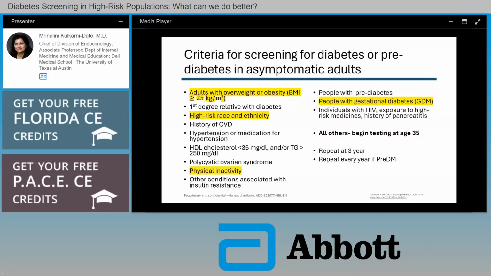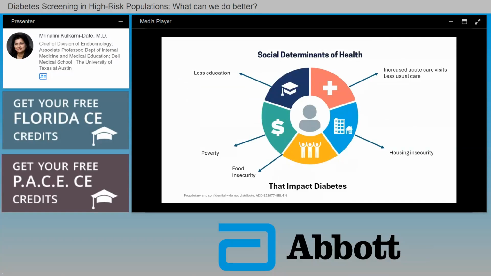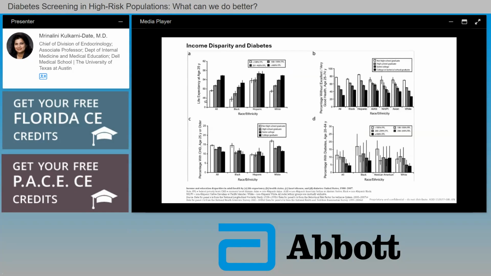So again, social determinants really do affect several of the individuals that we need to be screening for prediabetes and diabetes. I've shown those here in terms of specifically the social determinants of health that impact diabetes. I see many patients with diabetes in my clinic, but if they're dealing with housing insecurity, food insecurity, poverty, not only does that create a lot of stress, and their focus is really on survival, they don't have time to engage in self-care, certainly don't have time to come to the clinic. So these are all things that definitely affect outcomes and even our ability to screen. This slide is showing income and education disparities in adult health by life expectancy, health status, heart disease, and diabetes, stratified by poverty level and race and ethnicity.